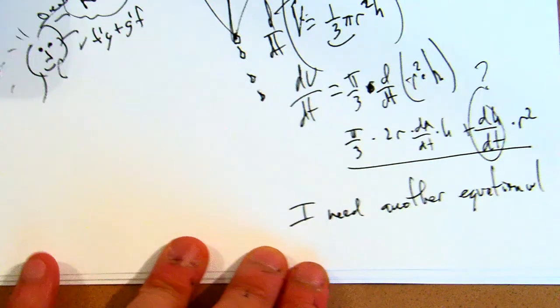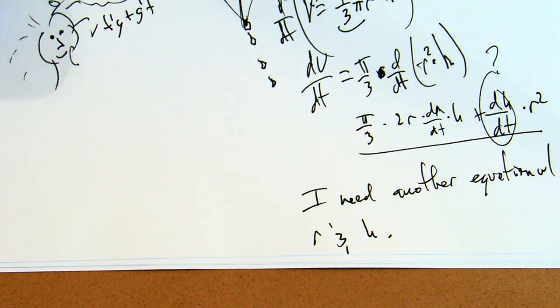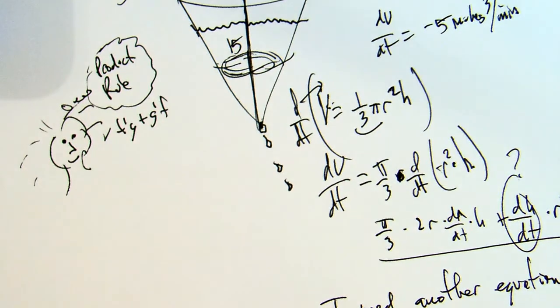With your two variables, which are r and h. So how would I find that? Well, you kind of have to... this is a really tough part here.